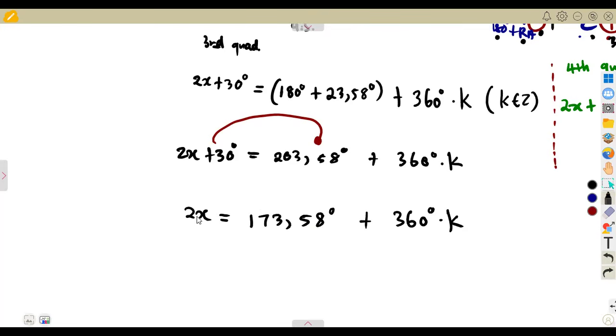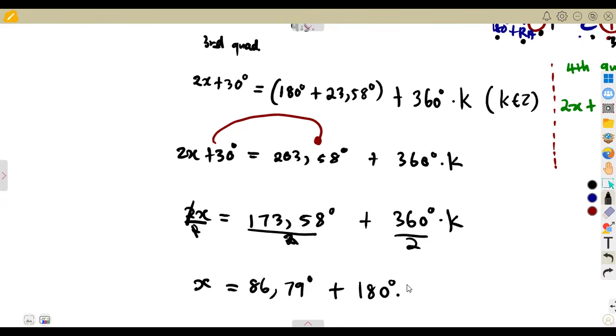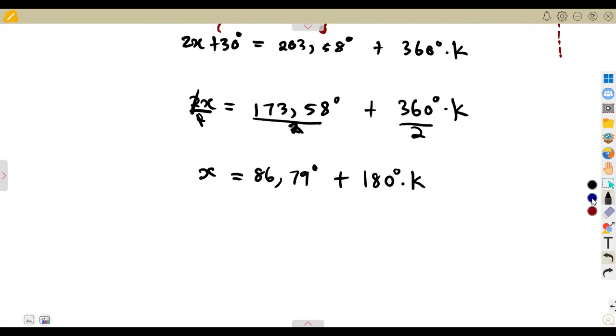Okay, so we need x, not 2x. So what do we do? Divide each and every term by 2. What is multiplying here, you divide by it throughout. So x is going to be, if we were to divide this by 2, each and every term, this was going to give us 86.79 degrees plus 360 divided by 2, that is going to be 180 degrees times k. So now we have x here.